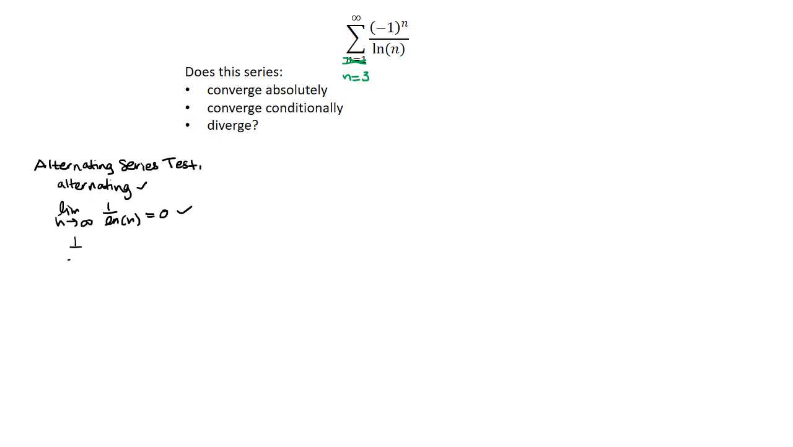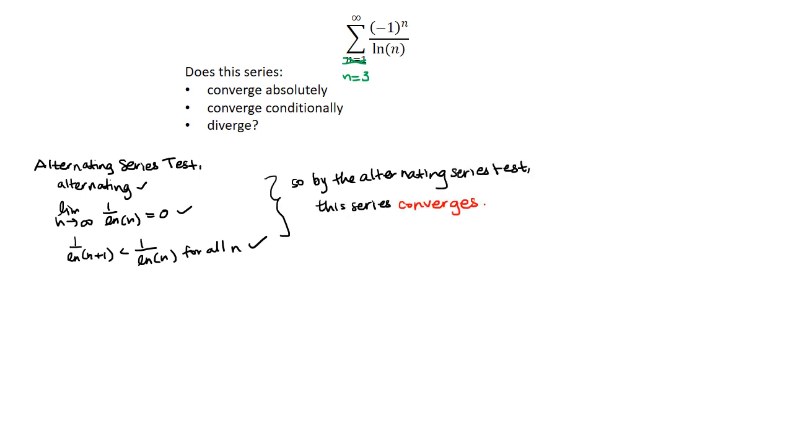And 1 over log of n plus 1 is less than 1 over log of n for all n. Yes. This is because log of n is an increasing function, so 1 over log of n is a decreasing function. All right, so by the alternating series test, this series converges. That lets us rule out the possibility that it diverges.